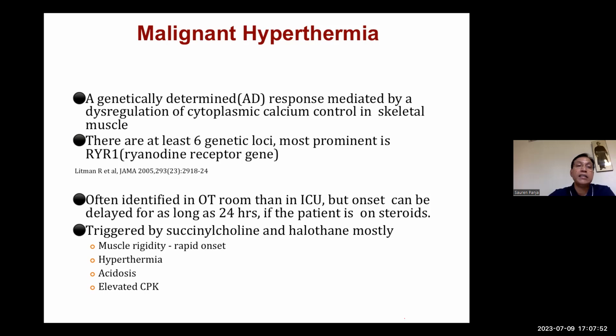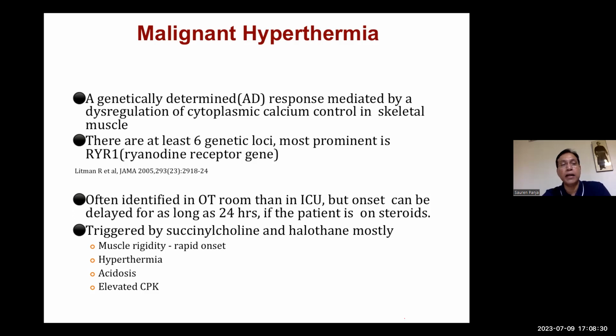So this is about heat stroke, and now malignant hyperthermia. Again, it is a genetically determined disease. There is some receptor gene mutation. Because of this genetic mutation, once you give the triggering drug, calcium from the sarcoplasmic reticulum comes into the cytosol of the myocytes. That calcium remains in the myocyte for a long time, and that gives rise to tetanic muscle contraction, which usually happens in malignant hyperthermia. The offending drug is usually succinylcholine or halothane, and most cases are diagnosed inside the OT.